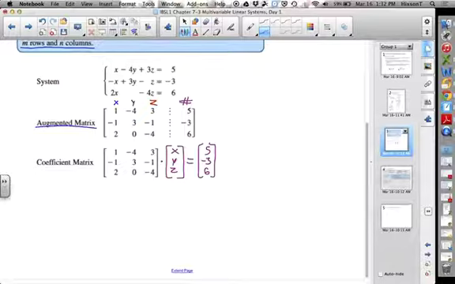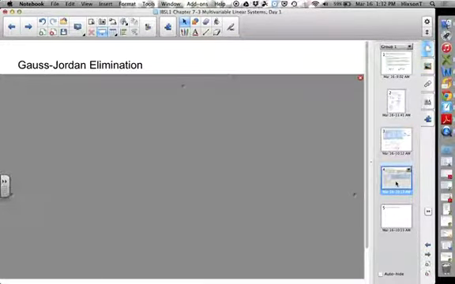But I want to focus in on our augmented matrix we're going to use now, because that is the starting point for what's known as the Gauss-Jordan elimination method.